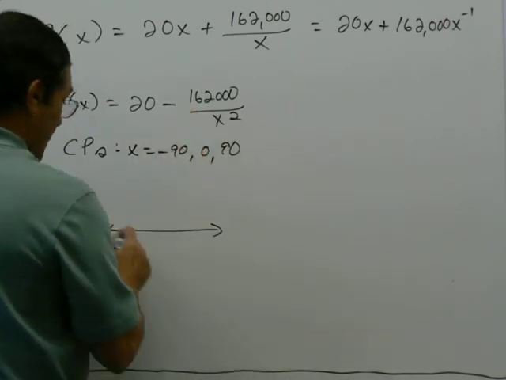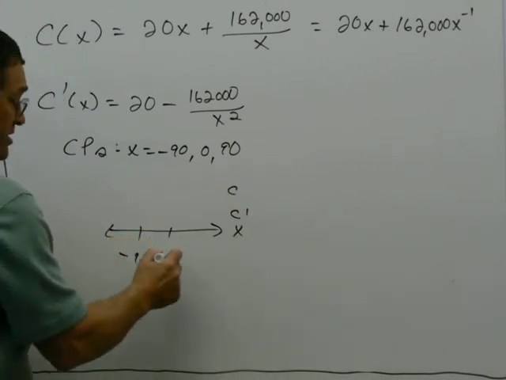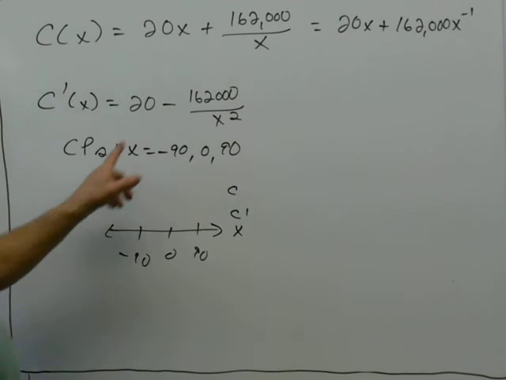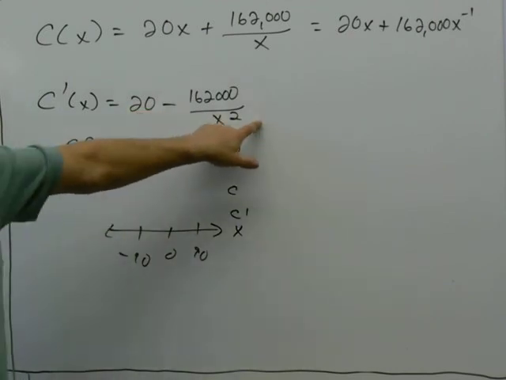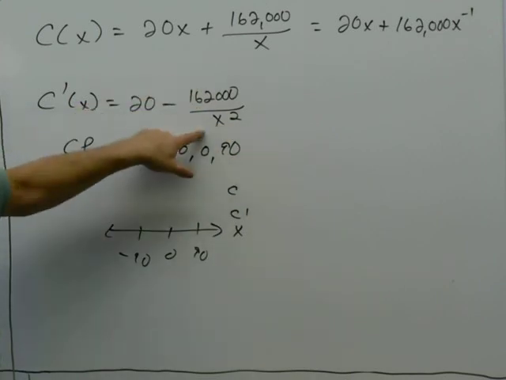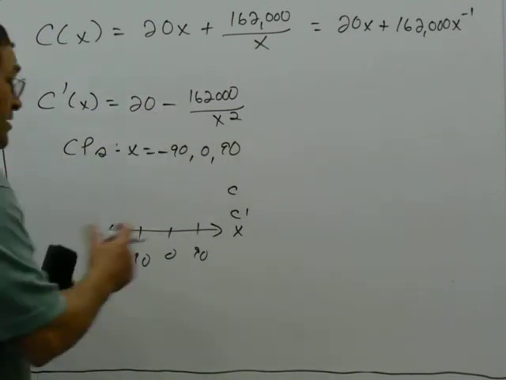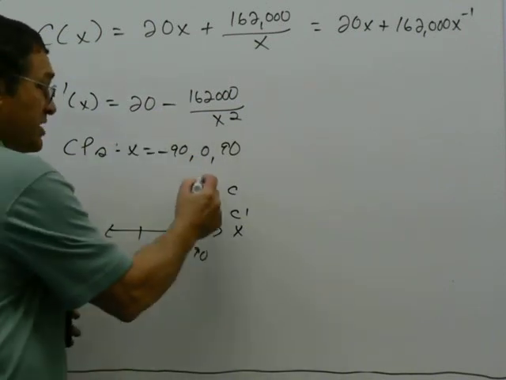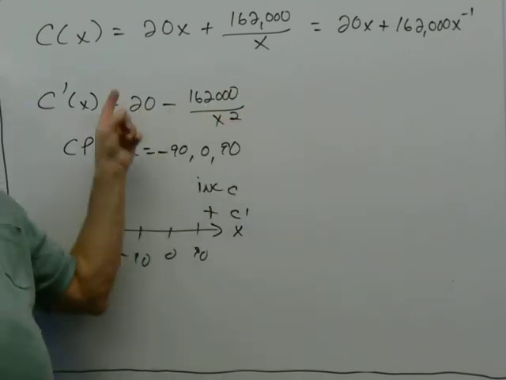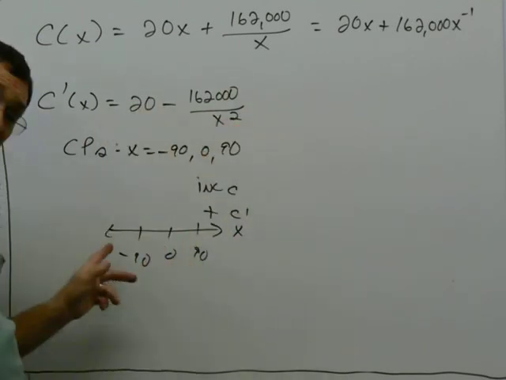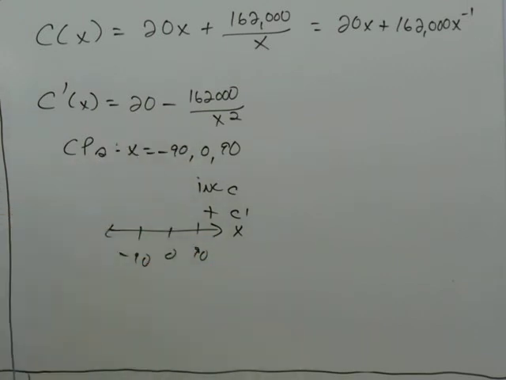Make a sign graph. You have x, you have c prime, you have c. Negative 90, 0, and 90. If I plug a number into this like a million, squared is going to be a very big number. 162,000 divided by a billion is close to 0. So I have 20 minus 0, which is a positive number. And that means my function is increasing there. If you do not like my type of reasoning to figure out if this is positive or negative for all the x's in these regions, just put this into your calculator, plug a number like 91 into that and see what you get.